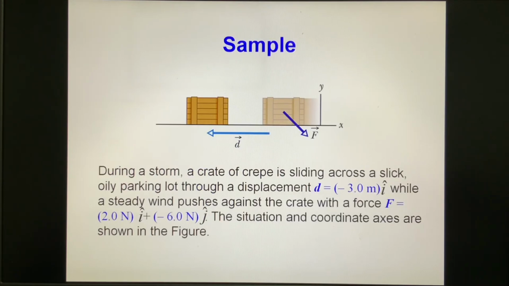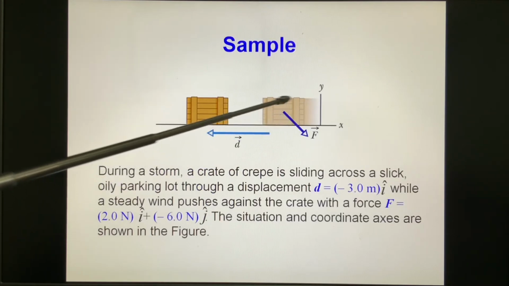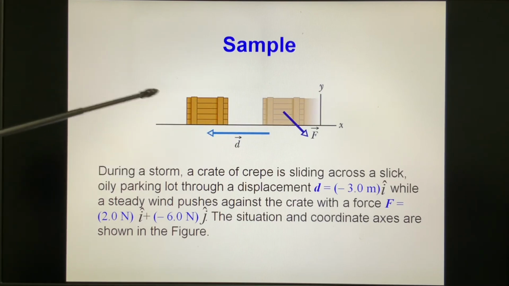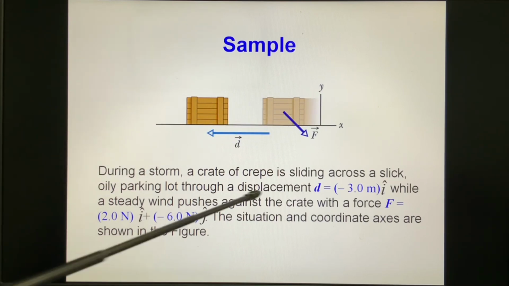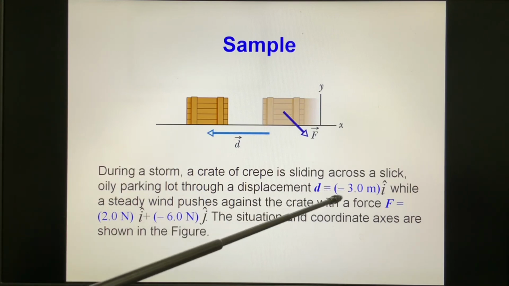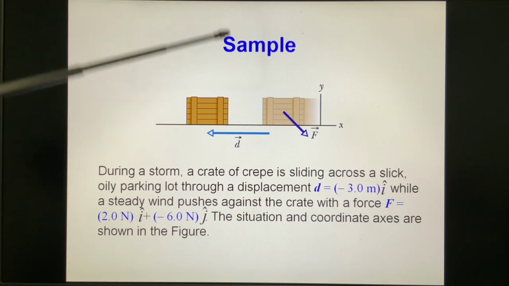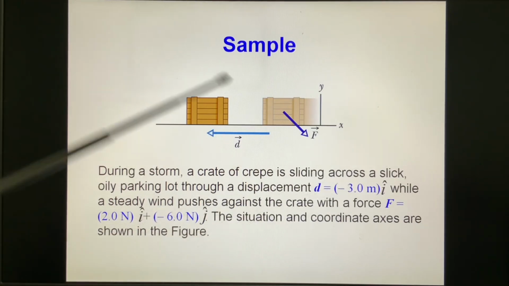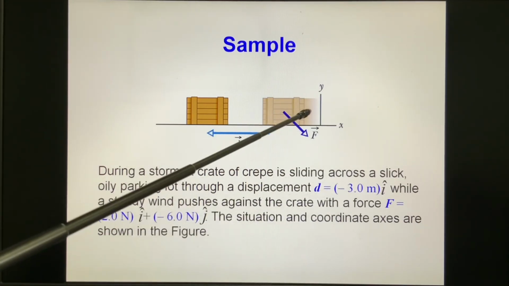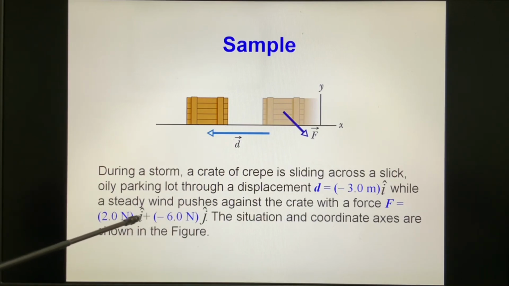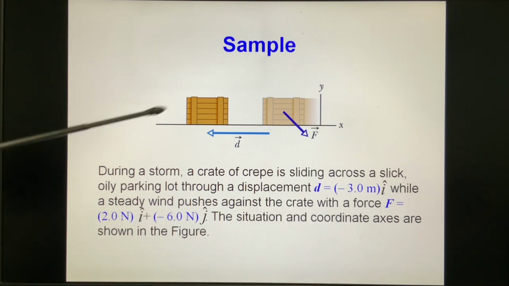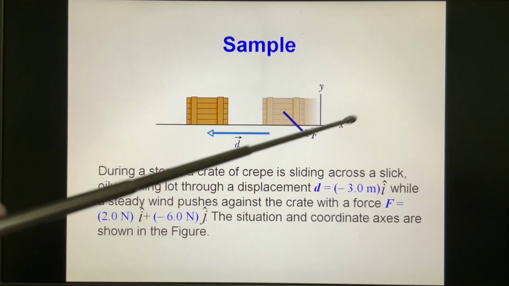Sample. During a storm, a crate of cream is sliding across a slick, oily parking lot through a displacement d equals minus 3.0 i meters, while a steady wind pushes against the crate with force F equals 2.0 i minus 6.0 j Newtons. The situation and the coordinates are as shown in the figure. These coordinates.